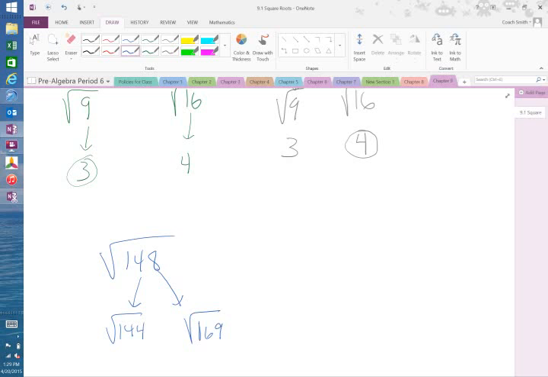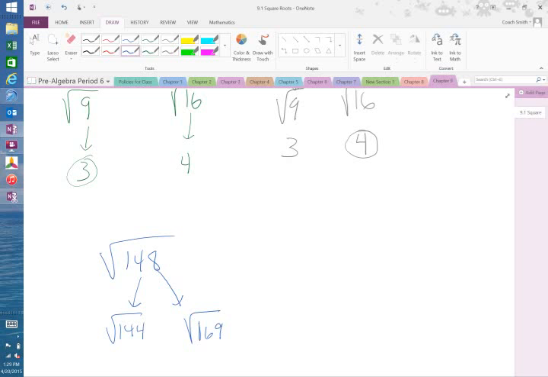What is 11 squared? What is 12 squared? So why would I use a number that... Okay, because 148 falls between 144 and 169, not 121 and 144, right? Okay, that's why I used that one, because it's what falls in between. 148 is in between 144 and 169.